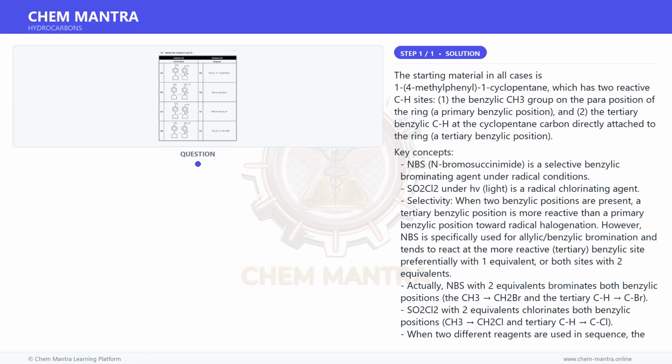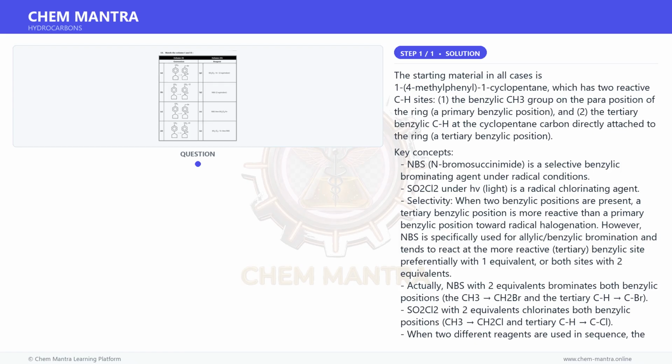Match P. C. Product has CH2Br from CH3 and Cl at tertiary cyclopentyl carbon. Tertiary position chlorinated first, then primary benzylic brominated. So Cl2, hv first, chlorinates the more reactive tertiary benzylic site, then NBS brominates the remaining primary benzylic CH3. Match S. D. Product has CH2Cl from CH3 and Br at tertiary cyclopentyl carbon.